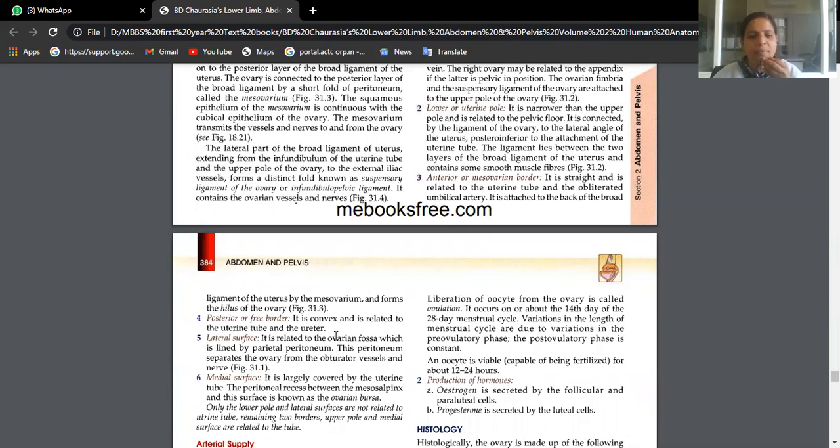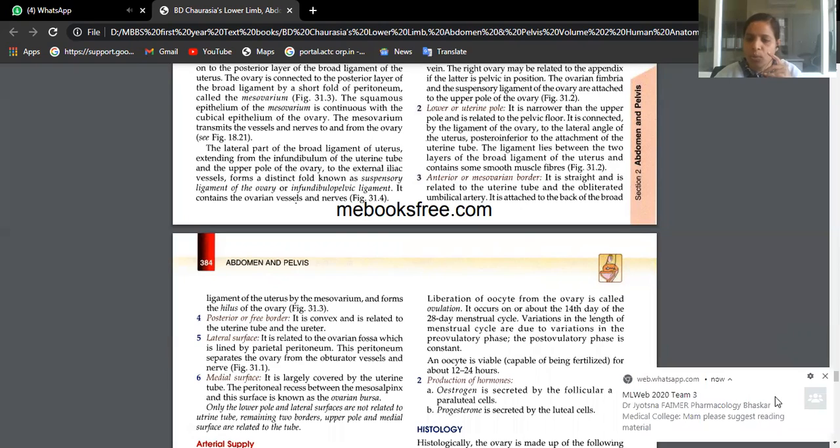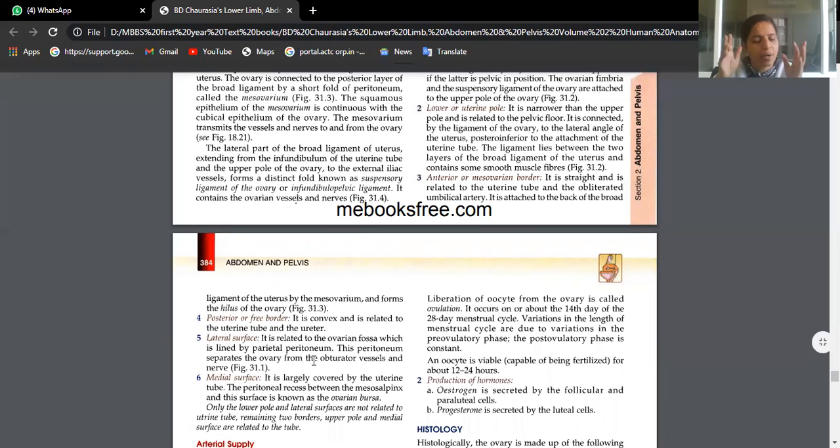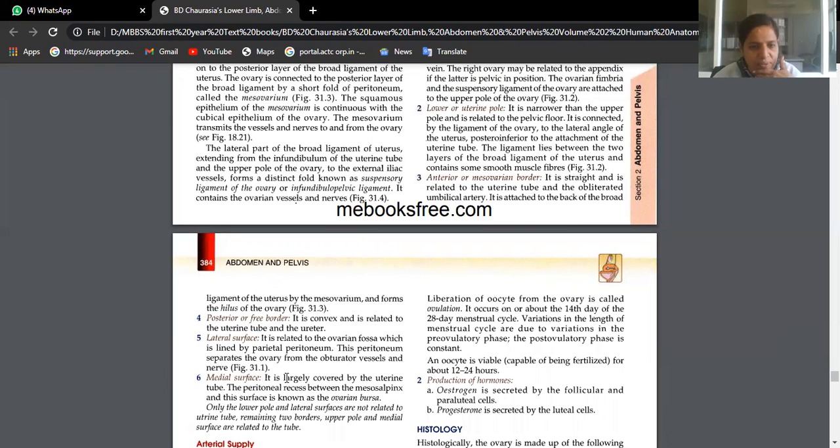Posterior border, it is convex and related again to the uterine tube, that is fallopian tube, and ureter. Lateral surface, it is lying in the ovarian fossa, which is lined by parietal peritoneum. So this peritoneum is actually separating the ovary from obturator vessels and nerve. Medial surface is large and it is covered by the uterine tube. That means the uterine tube only is forming the major relations, like many poles and borders and surfaces.